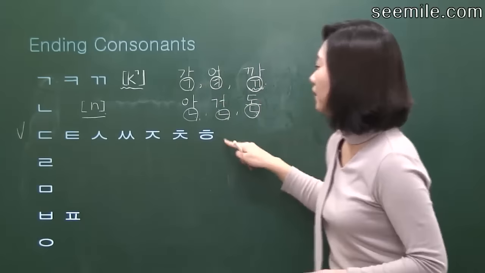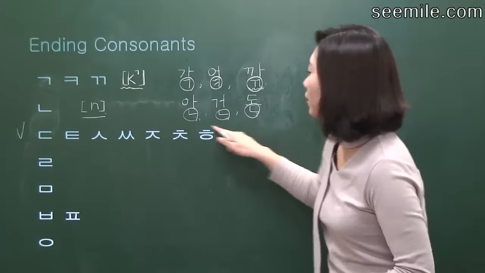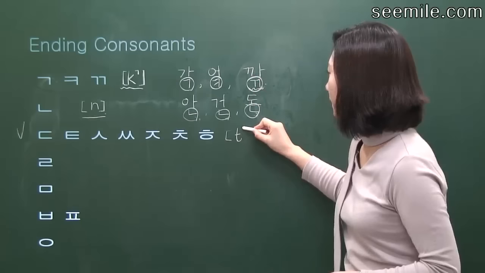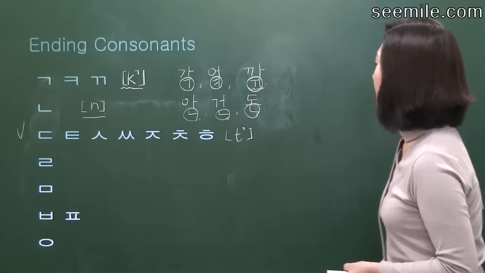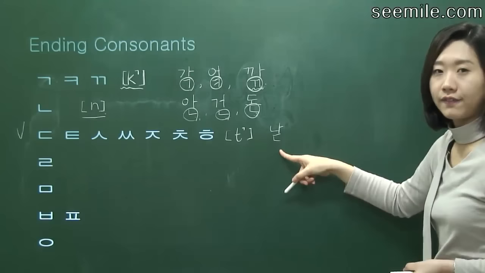These seven characters have different phonetic values when they are used at the beginning of the syllable. However, when they are used at the ending of the syllable, they all have the same phonetic value. It's the ut sound. For example, it's na, however, with the ending it's nat, not, not.